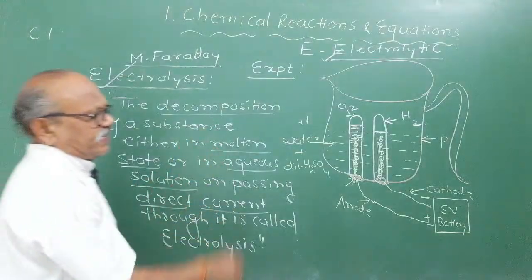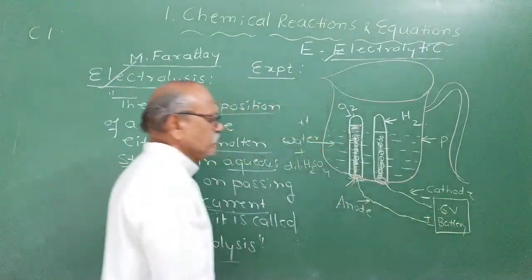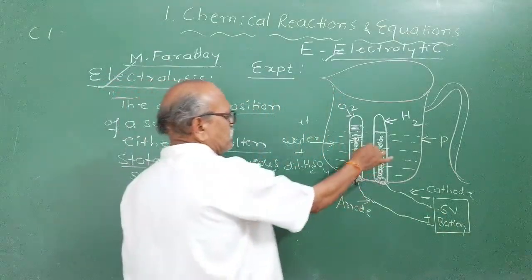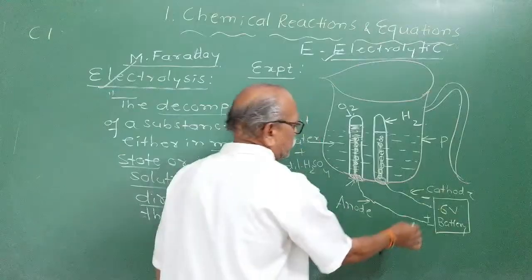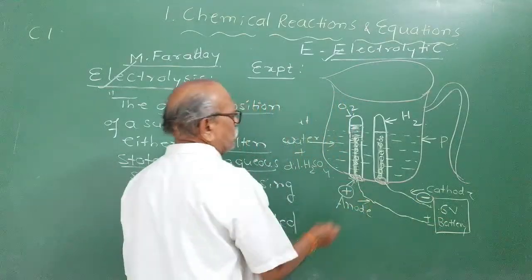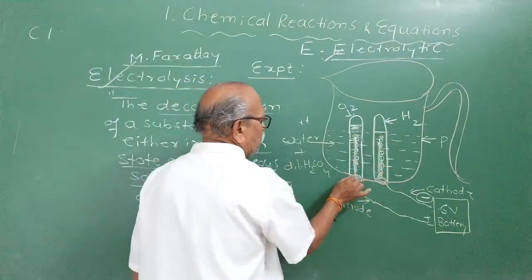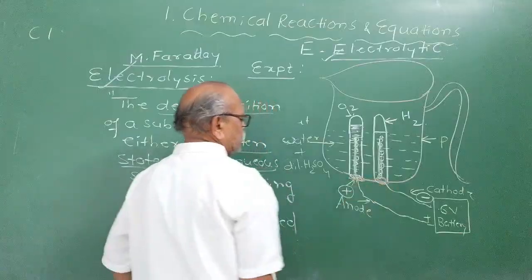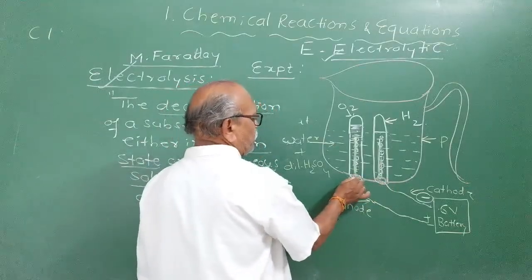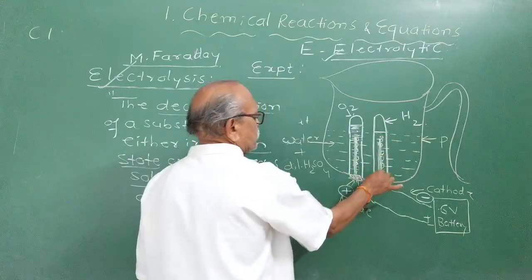To pass a direct current, we need a battery. We are using a 6-volt battery. For any electrolysis, you need a cathode, which is a negative electrode, and an anode, which is a positive electrode. You are using graphite electrodes here, fixed at the bottom. You have to take a 2-hole rubber cork. Through one hole, you fix one graphite rod, and through the other hole, another graphite rod.